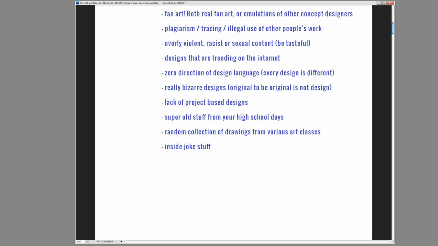Putting your work from your old high school days or bad drawings from art school, from a student's point of view, you might be thinking, oh, look, it shows progress. It shows that I can learn. It shows how bad I was and look how good I was. Imagine the potential of how I could be if you hire me. That's from your point of view.